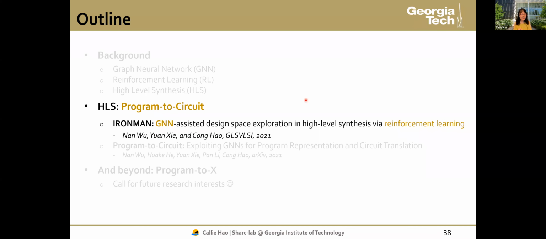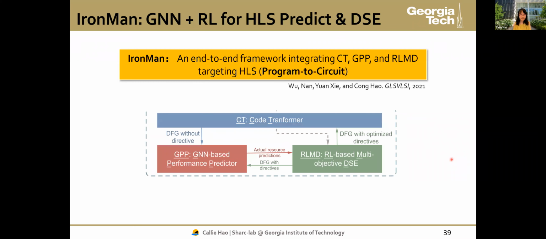So this is the motivations we observe. This is the solutions we propose. And then let's put them all together. So we propose IronMan. This is a GNN-assisted design space exploration in high-level synthesis via reinforcement learning. And let's see how we are putting them together. Okay, so IronMan is an end-to-end framework integrating code transformation, a GNN-based performance predictor, and reinforcement learning-based multi-objective DSE, targeting high-level synthesis. It is also defined as a program-to-circuit problem.